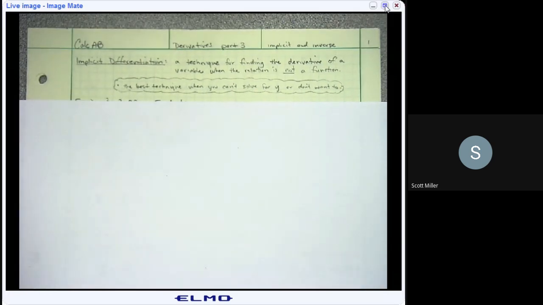This is a technique for finding the derivative when it's not possible or it's not convenient to solve for y. So it's not in function form. Okay, and it's all mixed up. It's difficult to separate it all out. So let's look at some examples of what I'm referring to and how this works.